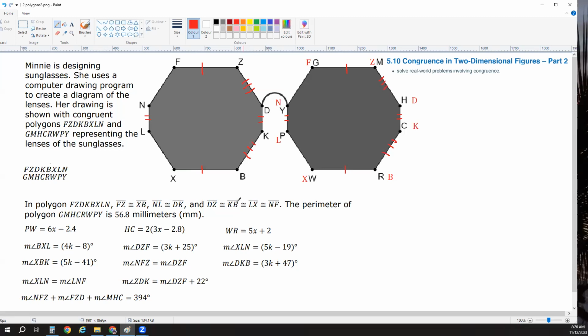And these are all congruent too. That's congruent to LX. This is the transitive property, so these are congruent too. These are 3s, 1, 2, 3. And NF, which is 1, 2, 3, which means these are congruent as well.